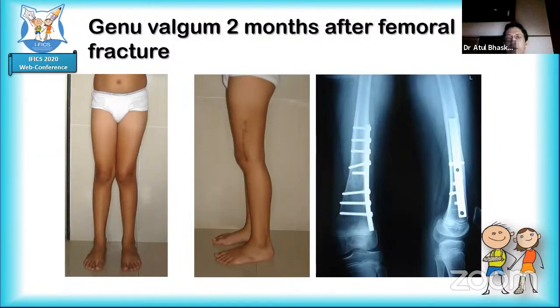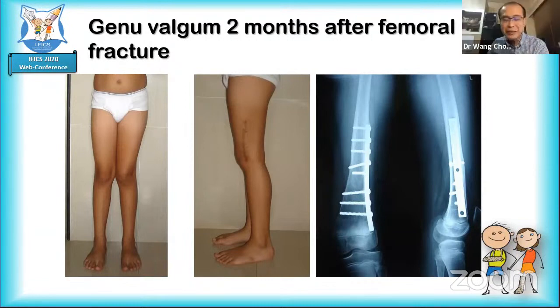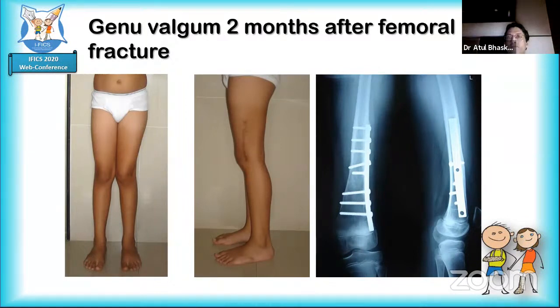And does anybody want to guess what would happen to this child? Dr. Wang, what would you think? What would you anticipate when you do plating of the lower third of the femur with soft tissue stripping? Anything you want to counsel the parents? There's a chance that there will be excessive stripping around the distal, the lateral part of the femoral physis, and that will cause damage with a growth arrest. All right, next slide, please.